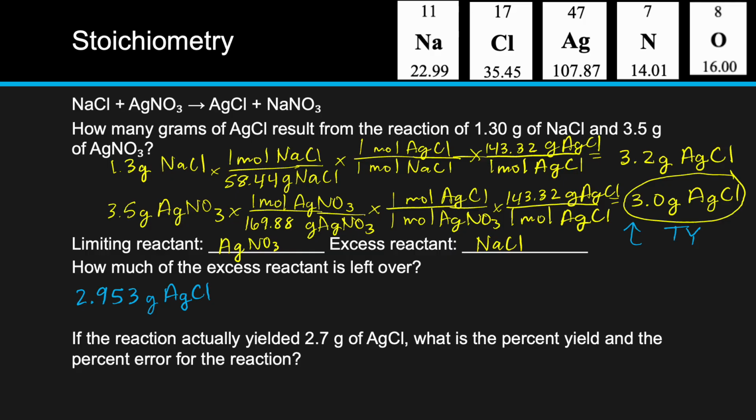All right, so I have this much AgCl actually made. So if I take this and I convert it back into my excess reactant, that's going to tell me how much of it was used. So let's start there. I need to get out of grams of AgCl and into moles of AgCl. So that is 143.32 grams. Then I need to go from moles of AgCl to moles of excess reactant, which is NaCl. Everything's a 1-to-1 ratio. And then I need to go back to grams of NaCl.